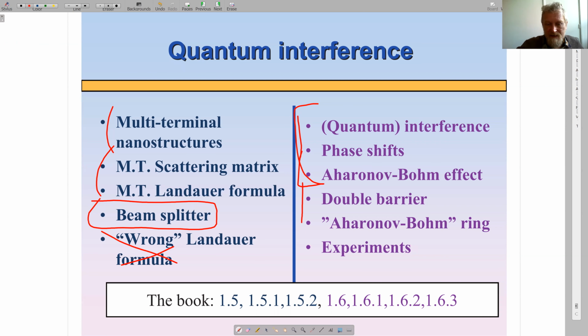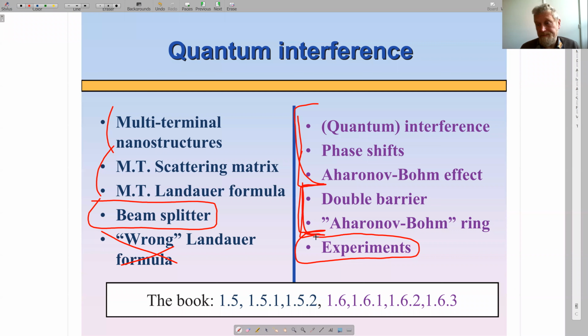We will consider two interesting systems, the double barrier and the Aharonov-Bohm ring. And in the end, I will even talk shortly about a couple of classic experiments, which are the first observations of interference in electronic transport.